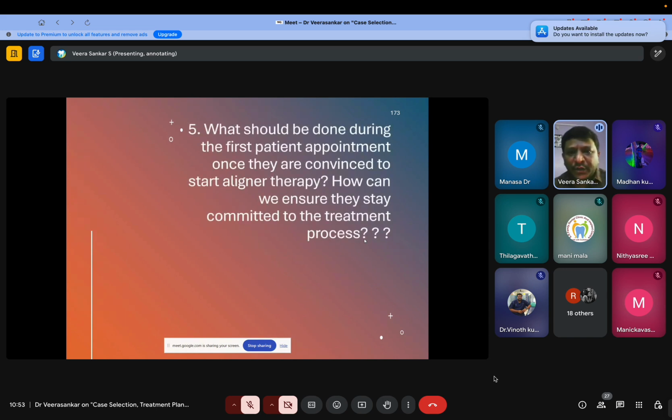So, moving on to the next question. What should be done during the first patient appointment once they are convinced to start the aligner therapy? How can we ensure that they stay committed to the treatment process? Soon after the patient is convinced for the aligner therapy, we have to go ahead with the pre-treatment requisites. As I told you earlier, any filling needs to be done, that has to be completed, any root canal treatment followed up with a temporary crown, and a routine scaling, followed up with an intraoral scan. How can we ensure that they stay committed to the treatment process? Only by motivating.